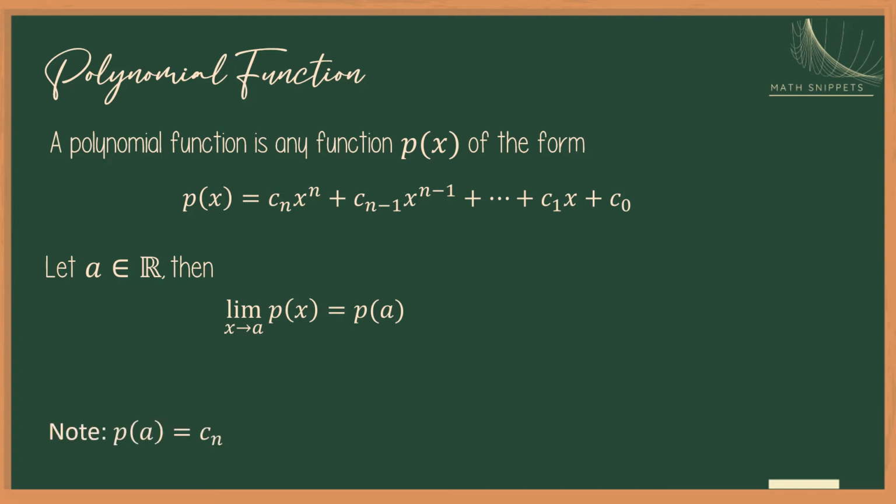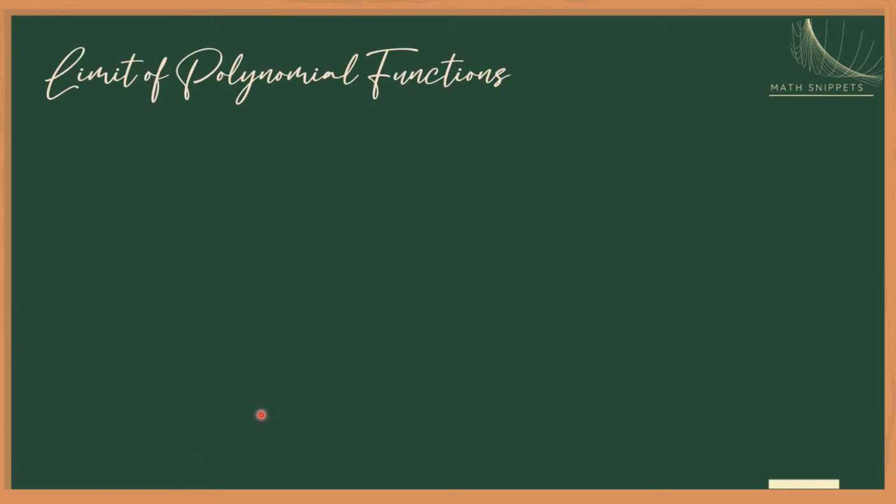Note that we can get p of a by simply substituting a to every x in the polynomial. Now, how is this so? So let's see. Okay, so let's evaluate the limit of the polynomial. So the limit of p of x as x approaches a is equal to the limit as x approaches a of the definition of the polynomial.